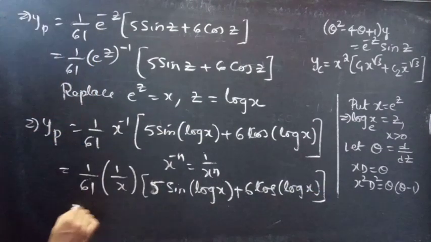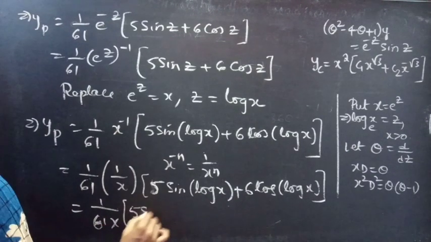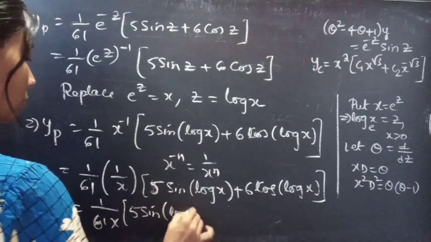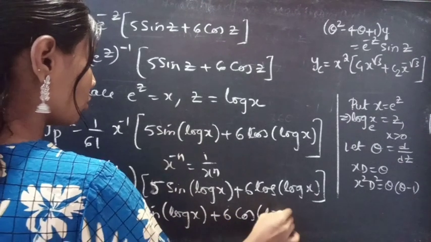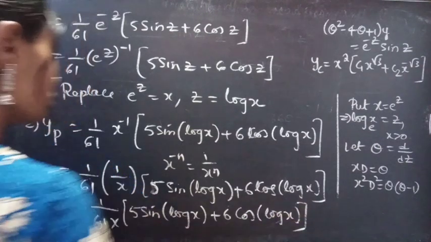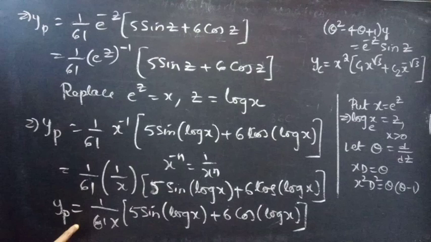Now we can write this as 1 by 61x into 5 sine of log x plus 6 cos of log x. So this is the required yp. We got yp and yc.